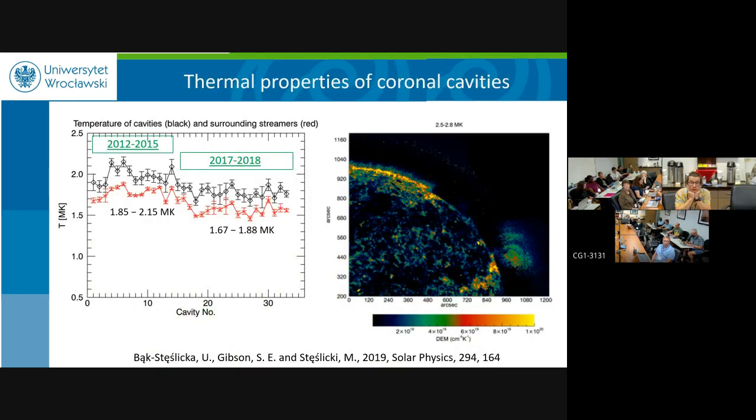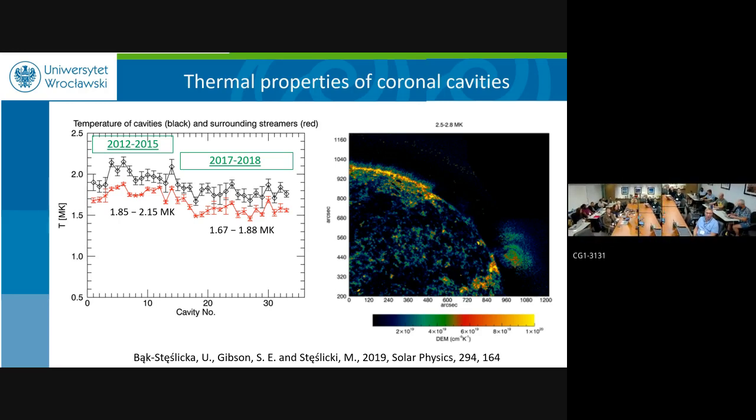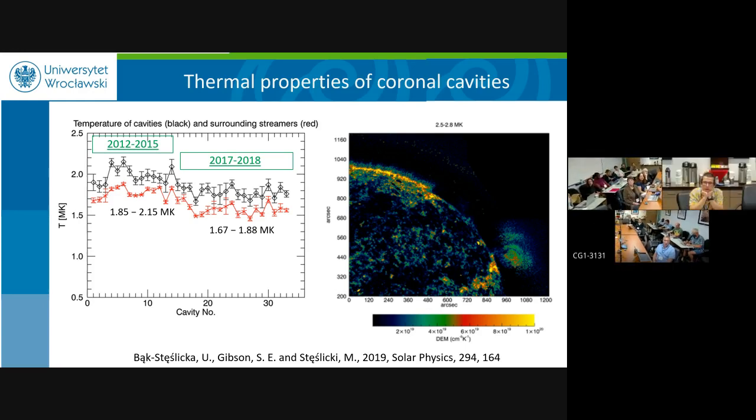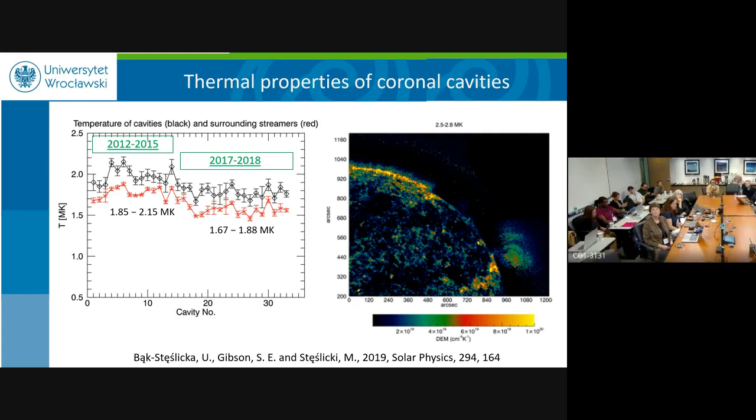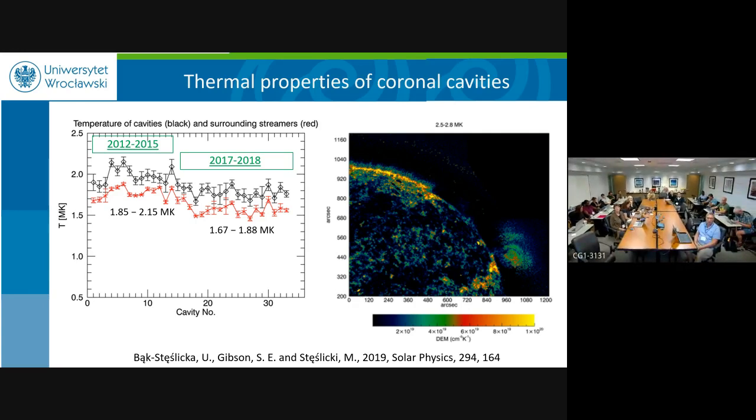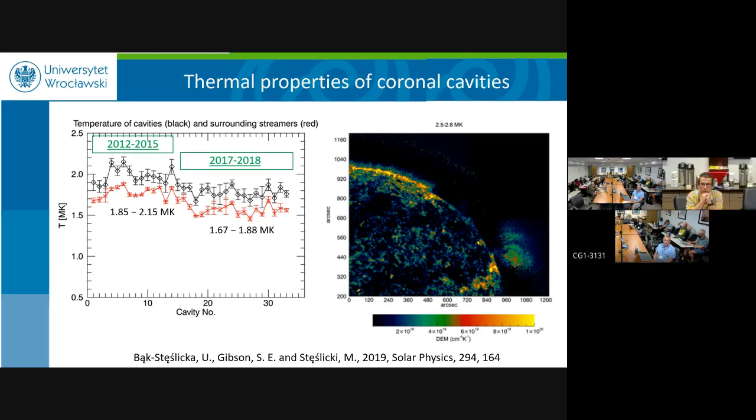We analyzed thermal properties of coronal cavities. Such analysis was made by many authors, but they received different results. So we analyzed 33 cavities and applied differential emission measure methods. We analyzed several cavities observed during maximum and several cavities observed during minimum of the solar cycle, and measured the temperature of the cavities from the DEM method, and we also measured the average temperature of the coronal streamer at the same height. And on the left, you can see some results.